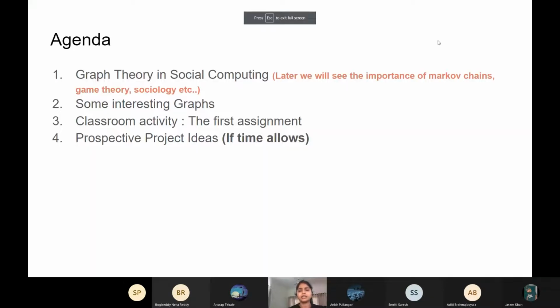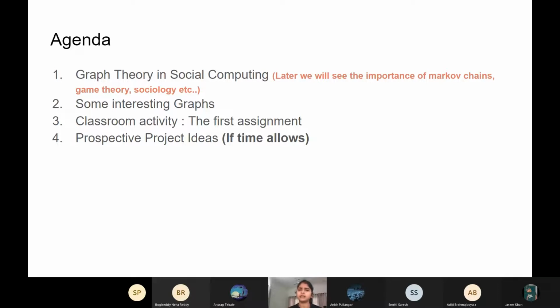Then we'll look at some of the interesting graphs. And when I say interesting graphs, I'm again not talking about the kind of graphs you have seen in graph theory. So again, I would like to pose a question. Do you remember some of the specific kinds of graphs which you have studied in graph theory? You would have studied linked lists, right? That's also a kind of graph, a linear graph.